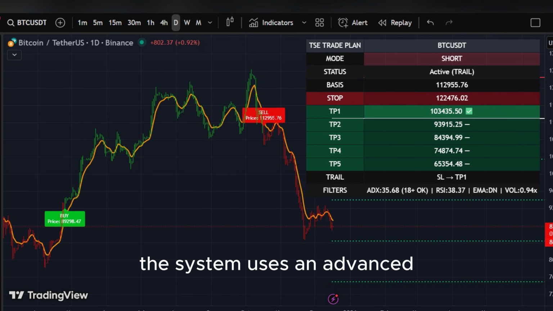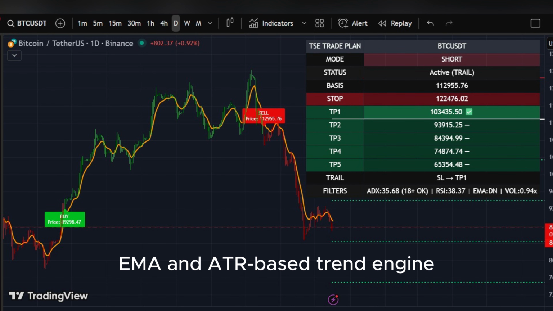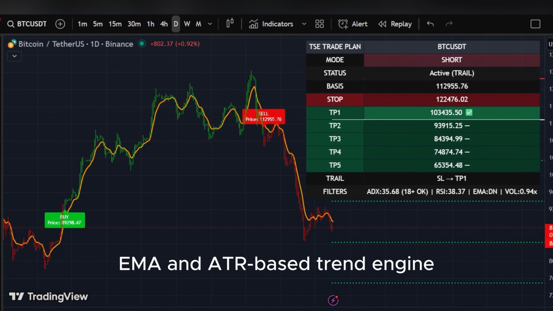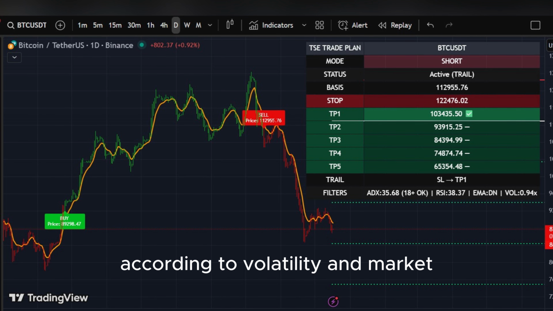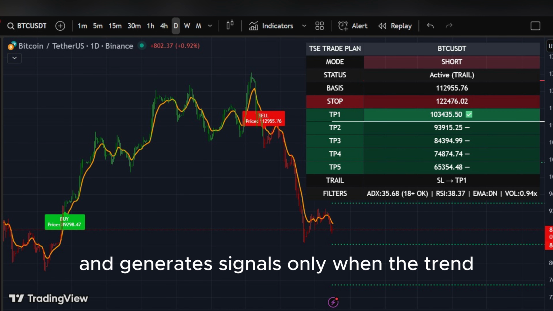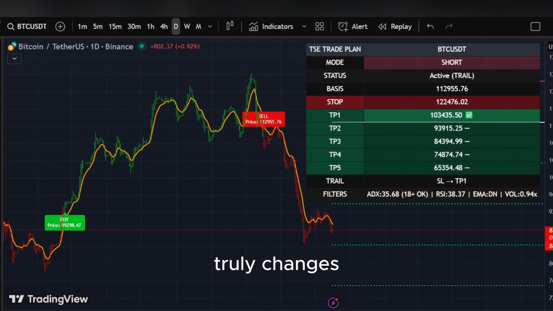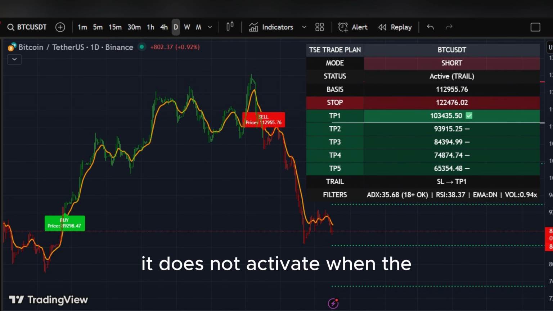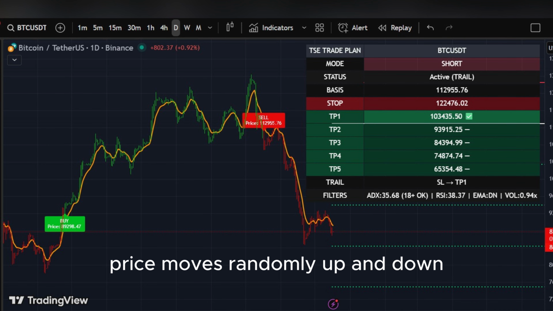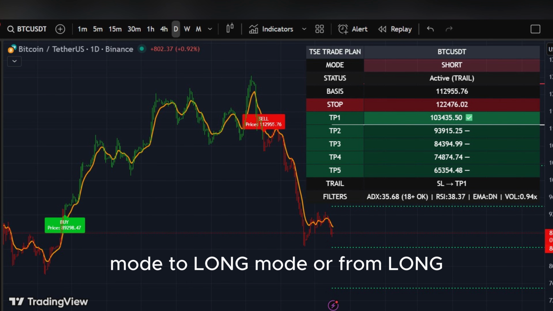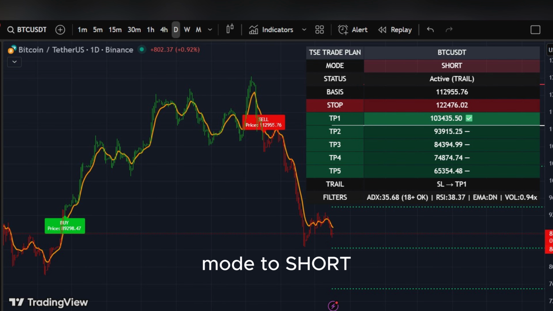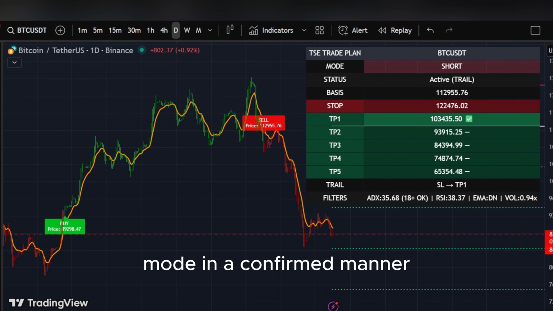The system uses an advanced EMA and ATR-based trend engine, automatically adapts itself according to volatility and market strength, and generates signals only when the trend truly changes. It does not activate when the price moves randomly up and down, but when the market switches from short mode to long mode or from long mode to short mode in a confirmed manner.